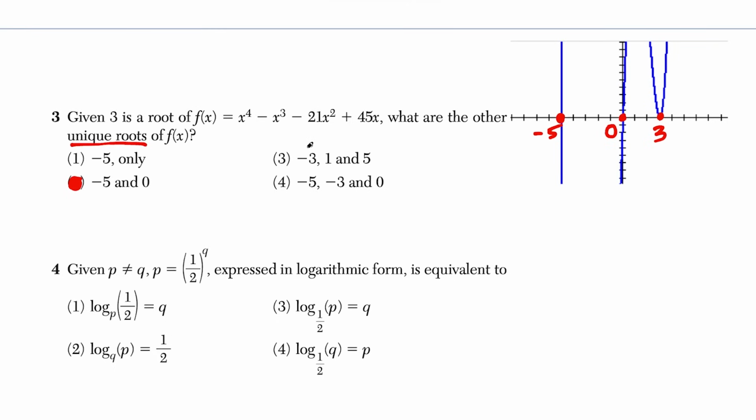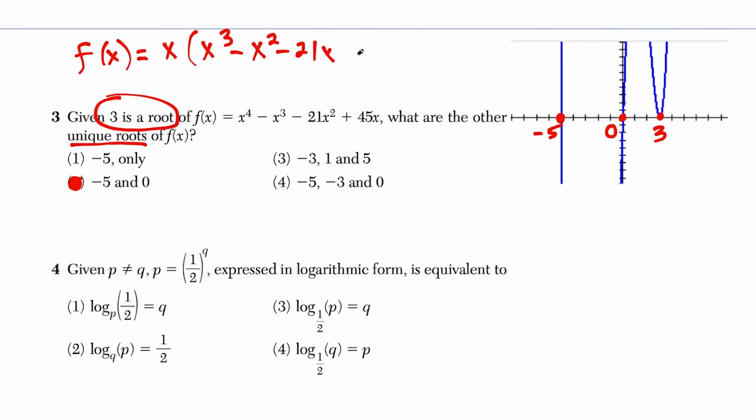Now, for something like this, if you want to do this question algebraically, we could use the fact that 3 is a root of f of x, and that'll help us find the other roots of f of x. So first we could factor out an x. If I take out an x and divide each term by x, I'm going to have x to the third, minus x squared, minus 21x, and plus 45. So from here, we can make use of the fact that x equals 3 is a root.